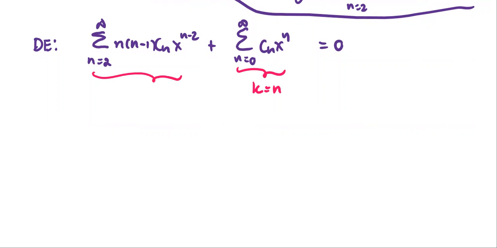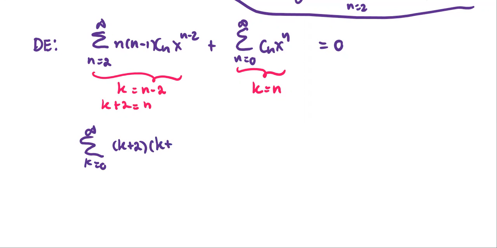For the first summation, we're going to let k be n minus 2, or k plus 2 equals n. Then we get the summation k equals 0, as n equals 2, k is 0. n is replaced with k plus 2, n minus 1 is replaced with k plus 1. c_n now becomes c_{k+2} times x to the power k, plus the summation k equals 0 to infinity c_k x to the power k equals 0.